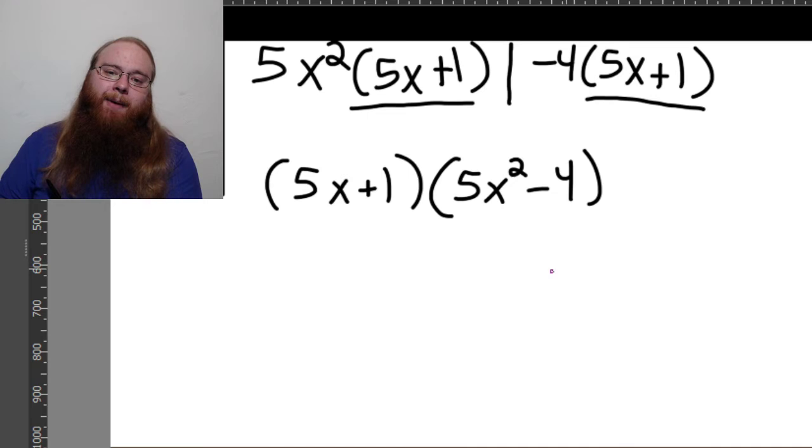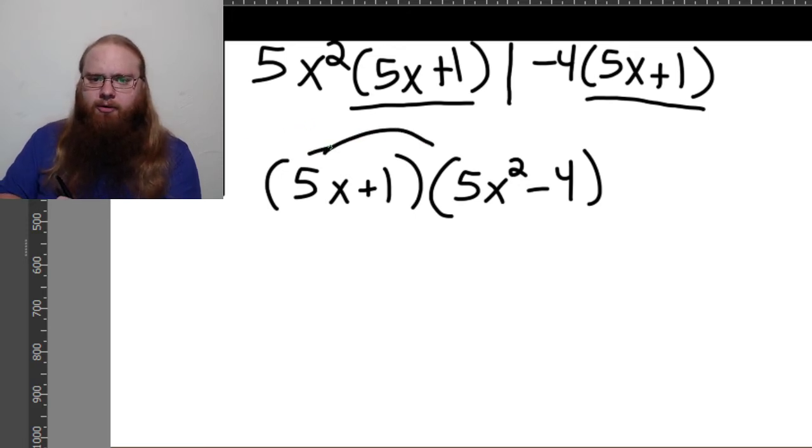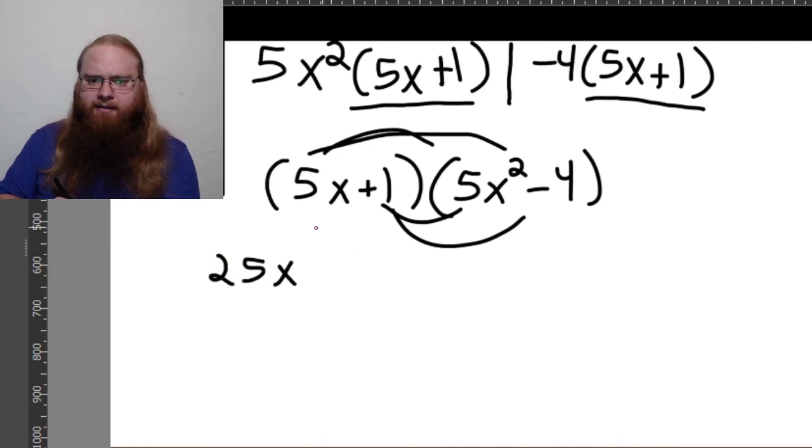So that's our final answer, and we can check this answer by FOILing. Let's go and do it. It won't take long. So we're going to go ahead and FOIL these out. We're going to get 25x cubed, and then we're going to get 5x squared from the 1 times 5x squared.